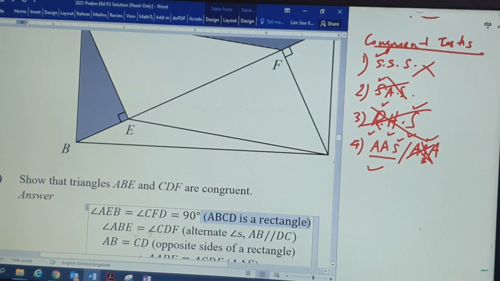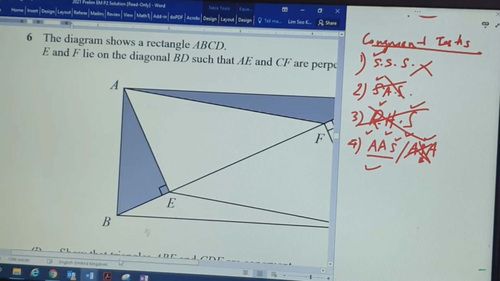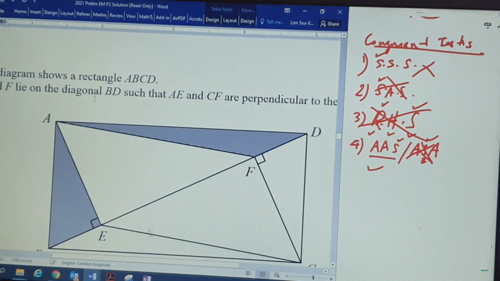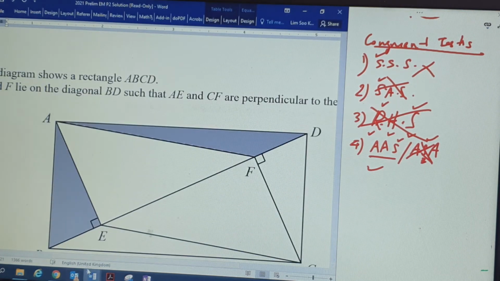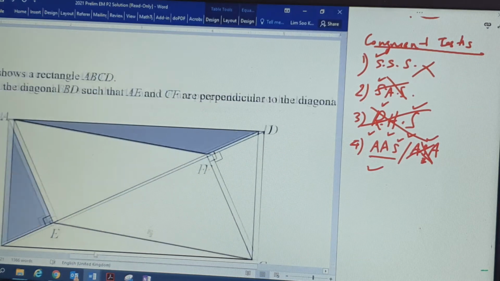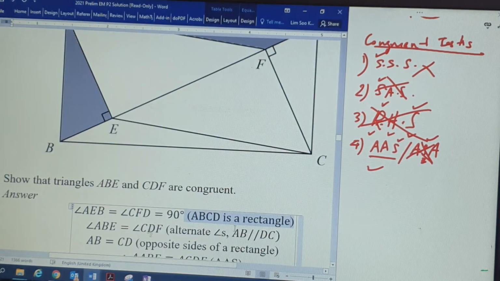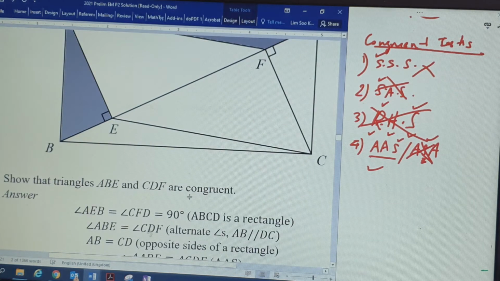So that is the reason, alright? If they specifically give you AEB equals CFD somewhere here, then you say given. But in this case, they didn't explicitly give you that. You yourself, being a very smart student, read the question here, and you know that it's a rectangle, then you conclude that this one is 90. So this is the reason, okay?